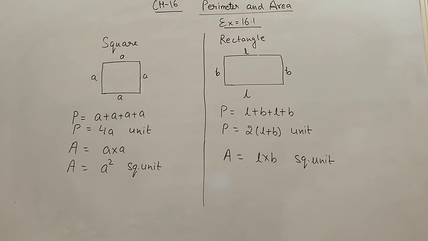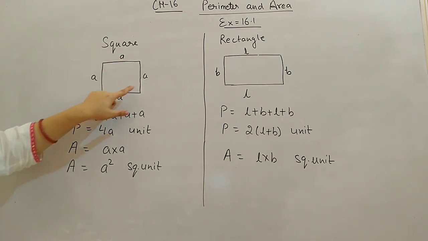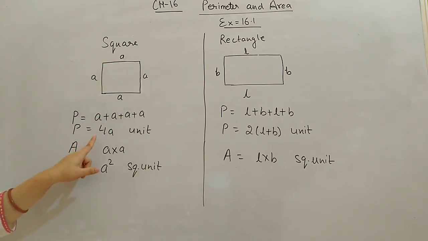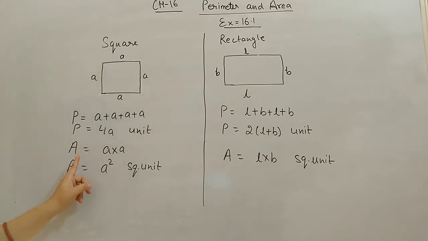And another figure is the rectangle. In a rectangle, opposite sides will be equal. Next, we have to find out the perimeter and area of these two figures. Perimeter means the measure of the boundary. So you just catch one corner and measure around, so 4 times A is there. Perimeter will be 4A unit. And area means the region occupied by this boundary, so that will be equal to A into A, side into side, A square, square unit.